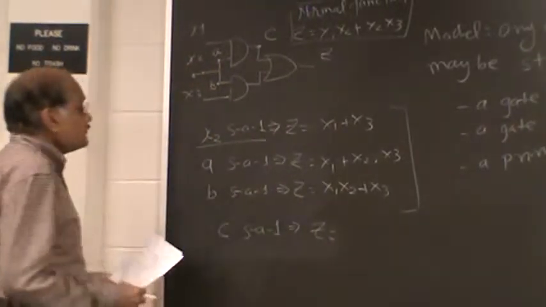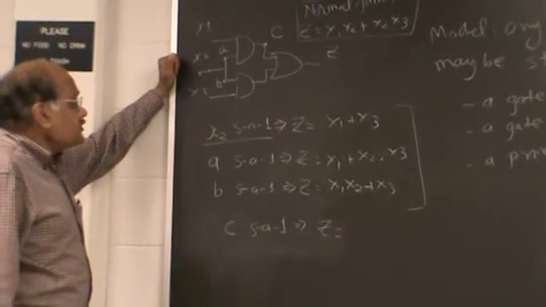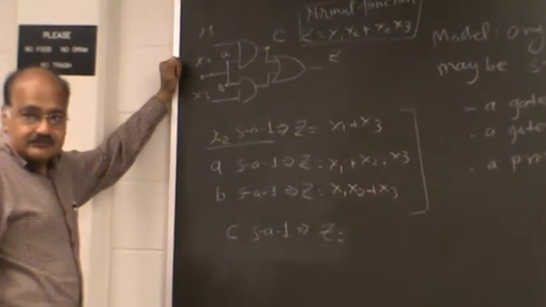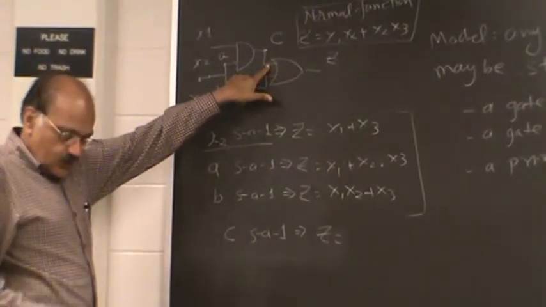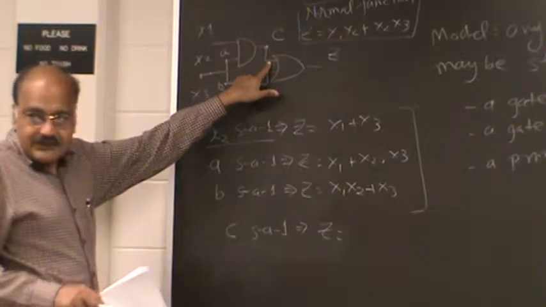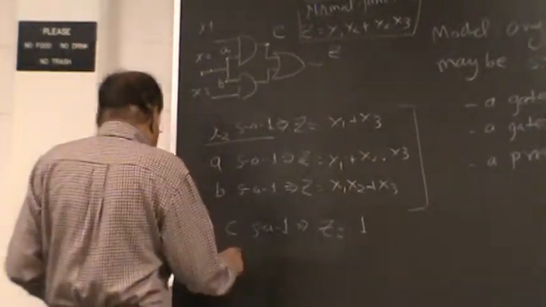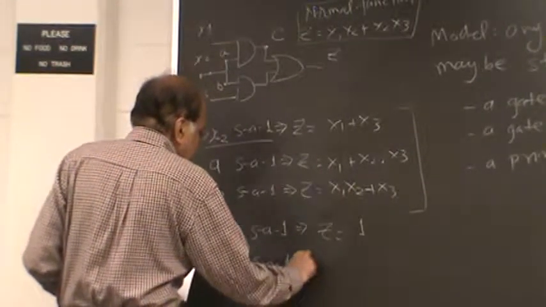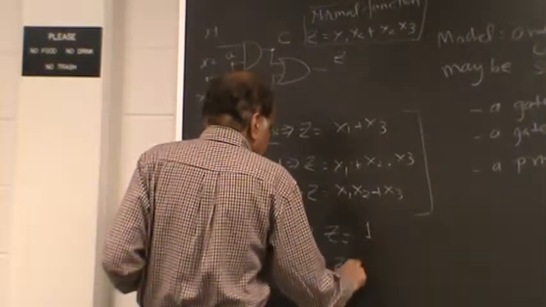with Z is stuck at 1. And in that case, what will happen? What would happen to Z? Well, this is always 1, and since this is an OR gate, the output is always 1, right? And if Z is stuck at 1, that implies that Z is 1.